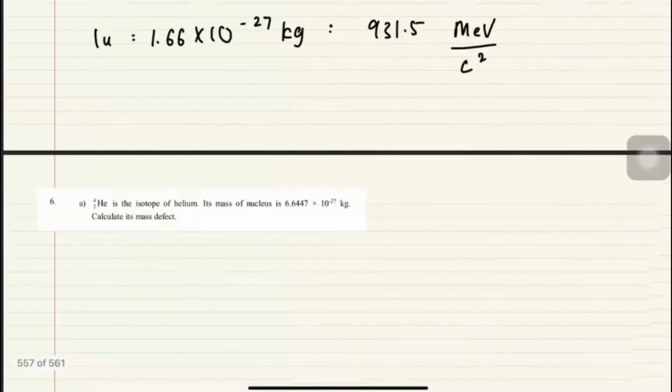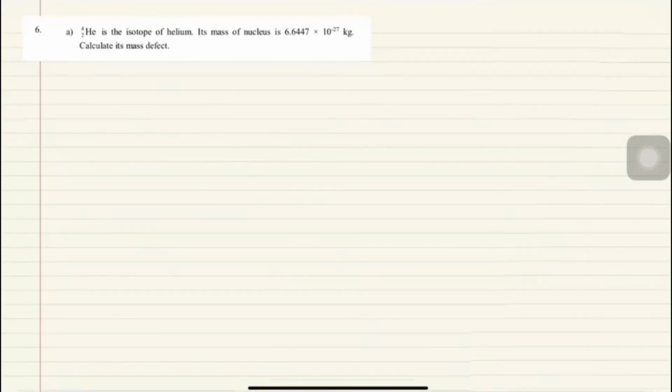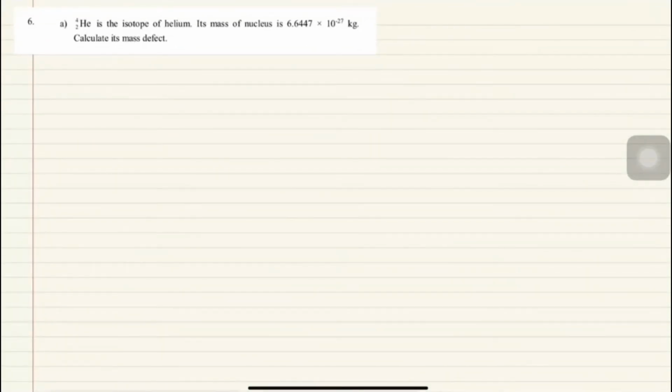Okay, if there's no question, let's try one question, question number 6A. Try reading the question first. The question states that helium atom is an isotope of helium, this one is 4,2. Its mass of nucleus is 6.6447 times 10 to the negative 27. Calculate the mass defect.